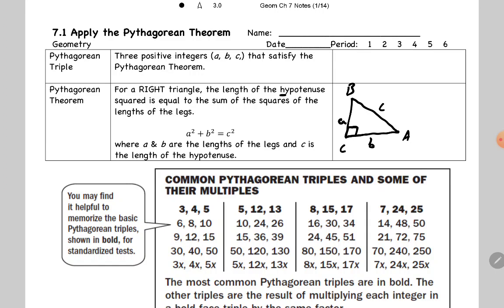So the hypotenuse is the longest side of a right triangle, and it's always opposite the right angle here. So if you start at the right angle and then go to the opposite side, that is your hypotenuse, and then the other two are legs.